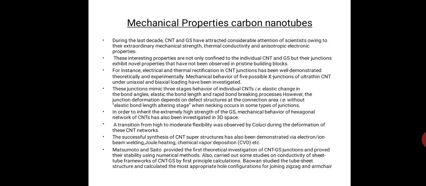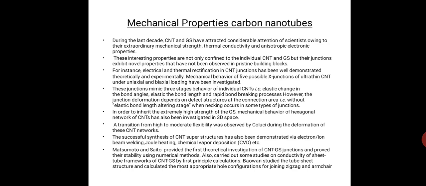In order to inherit the extremely high strength of the GS, mechanical behavior of hexagonal network CNTs has also been investigated in 3D shape. A transition from high to moderate flexibility was observed by Colsey during the deformation of these CNT networks. The successful synthesis of CNT superstructures has also been demonstrated via electron and ion beam welding, Joule heating, chemical vapor deposition, etc.